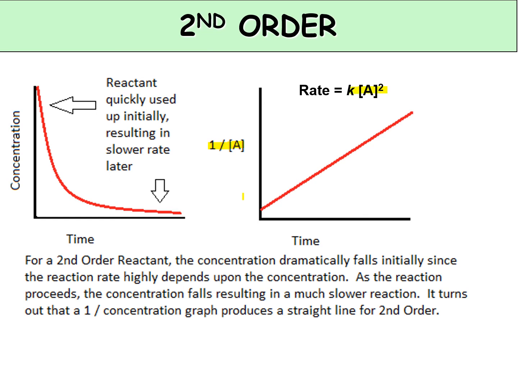So you can tell from here that if I double the concentration, so if the concentration goes from A to 2A, the 2 would be raised to the second power, would become a 4, so the rate would increase 4 times. So the effect of changing the concentration on the rate is much more dramatic.